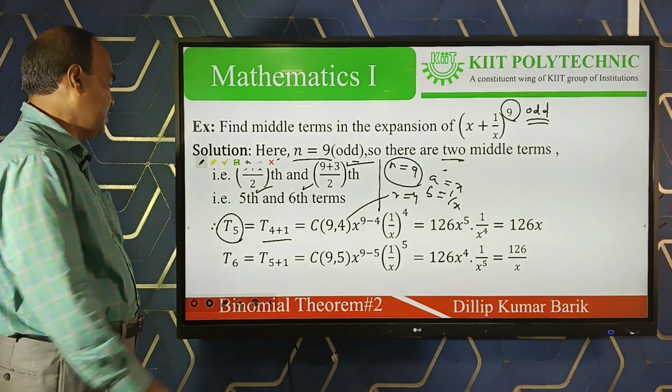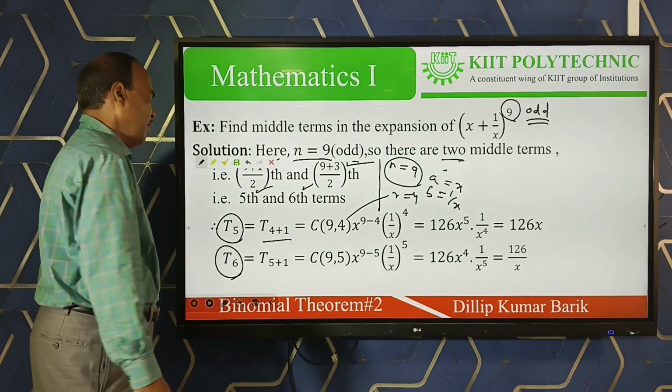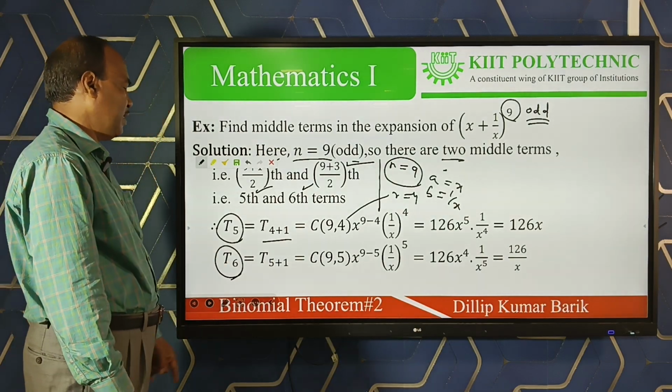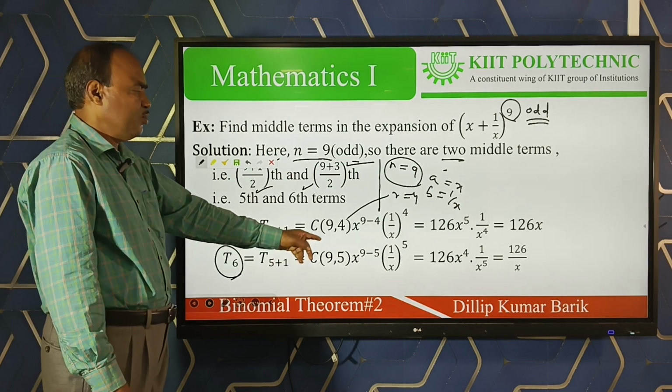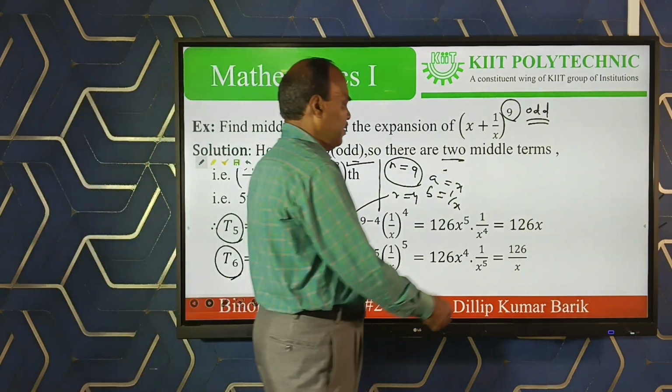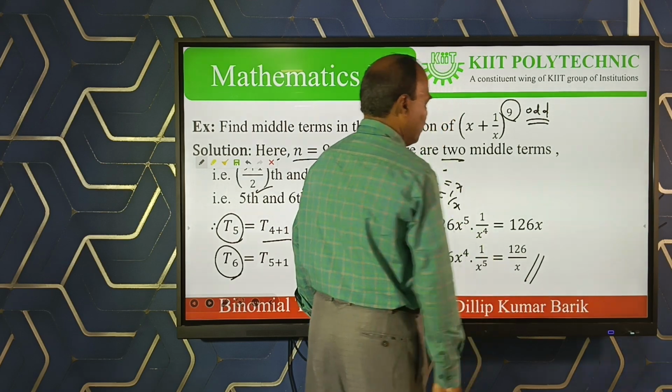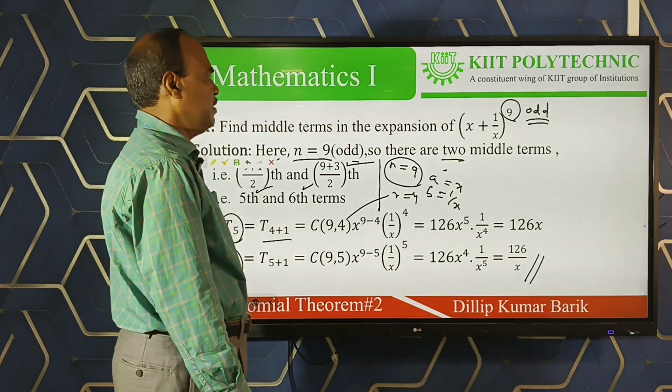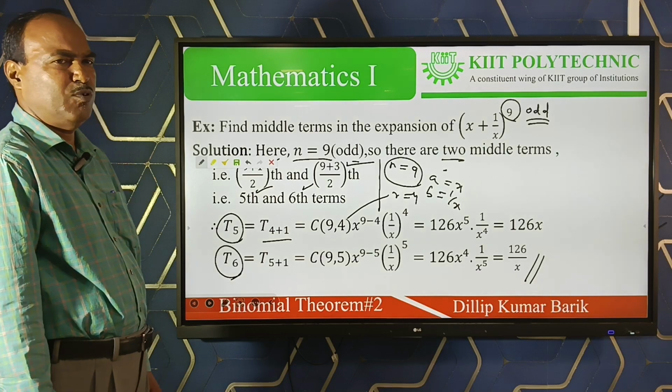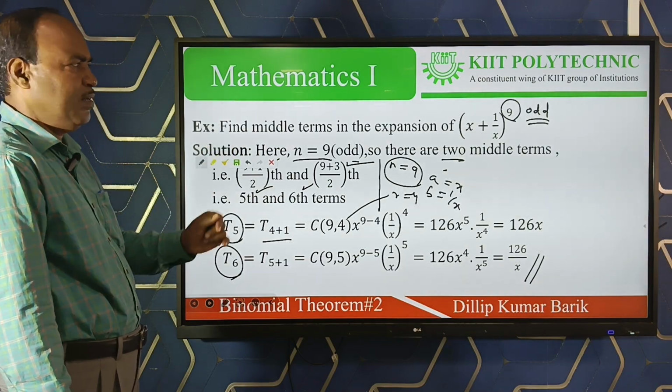The other middle term is T6, meaning the sixth term, and using the same formula T(r+1), 5 plus 1, and so on, we get after simplification 126 divided by x. Similarly, we can take other examples, maybe even number.